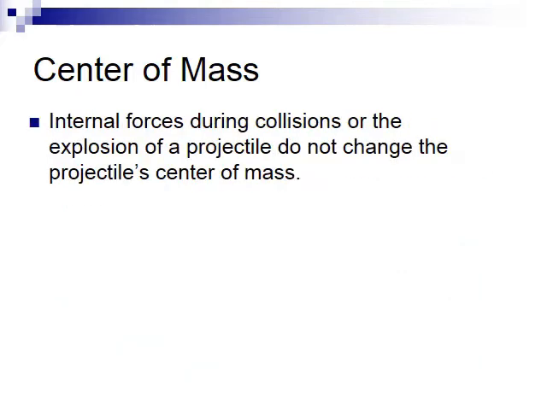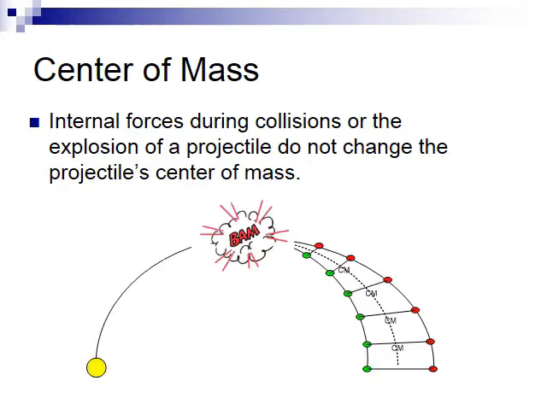Even more interesting than that, internal forces during collisions or explosions won't change the projectile's center of mass. The motion of the center of mass will continue as if nothing has happened. As you see in this illustration, a projectile is split into two, and if you know the original path and if you know the location of one of the fragments, using this information you can easily figure out the location of the second fragment.